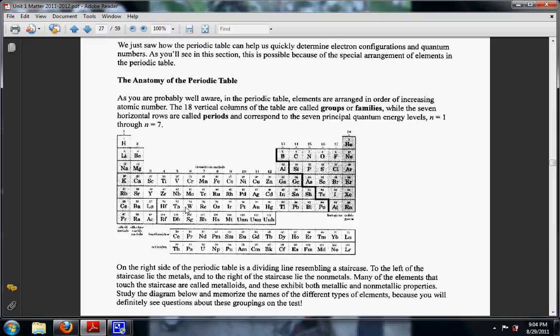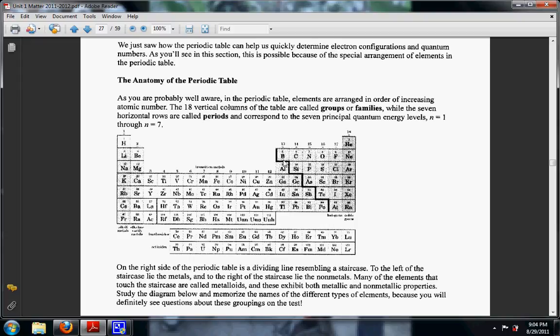Another interesting thing is that the first two groups right here, 1 and 2, are all metals. I know it sounds weird, but sodium, when it's not with salt, is actually a metal, and I can show you that. I'm going to probably show that to you at some point. Magnesium, again, is a metal.